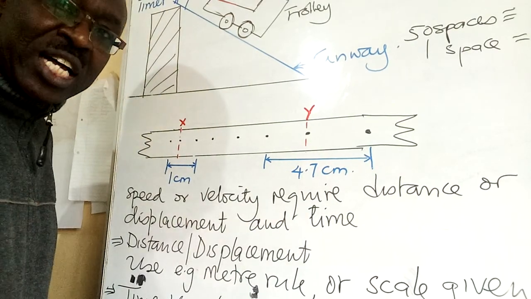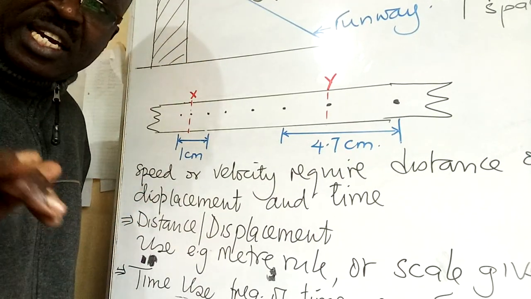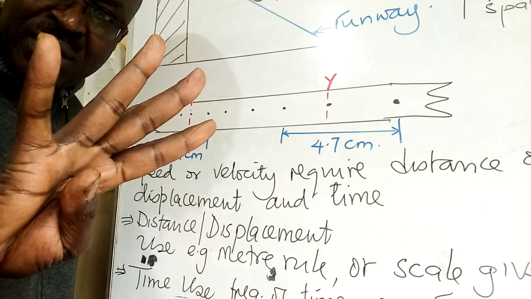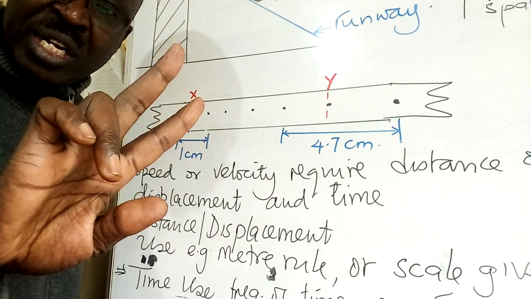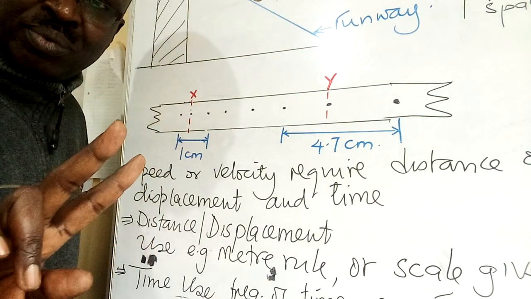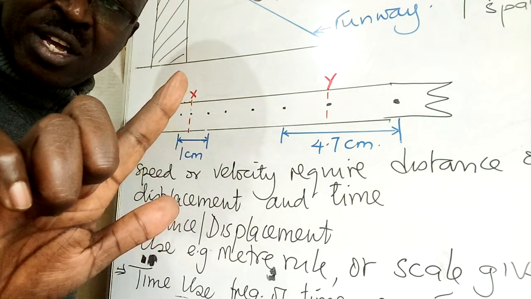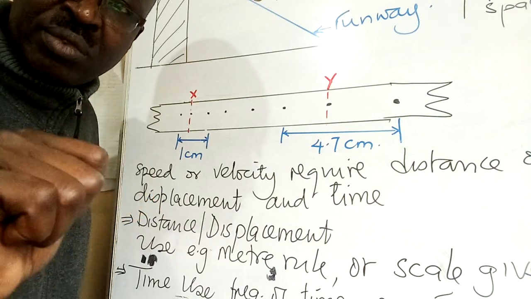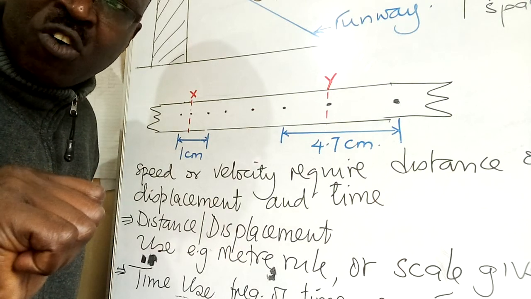I want us to focus here. In studying linear motion, remember key things: distance, length of path taken, displacement, length of path taken in a particular direction, speed, rate of change of distance, velocity, rate of change of displacement, then acceleration is rate of change of velocity.